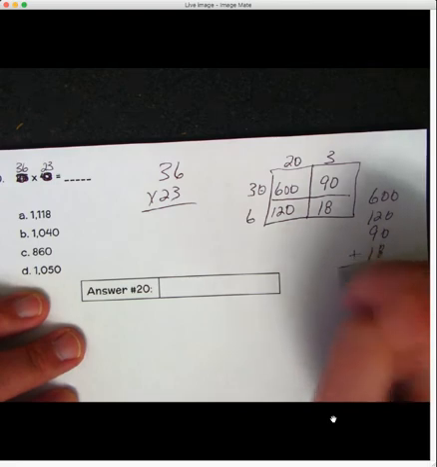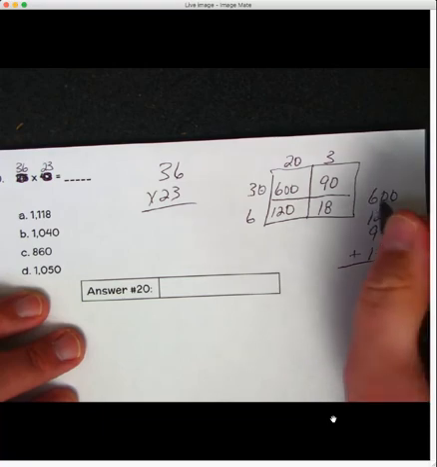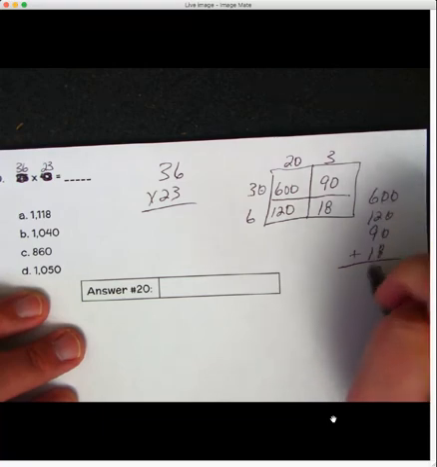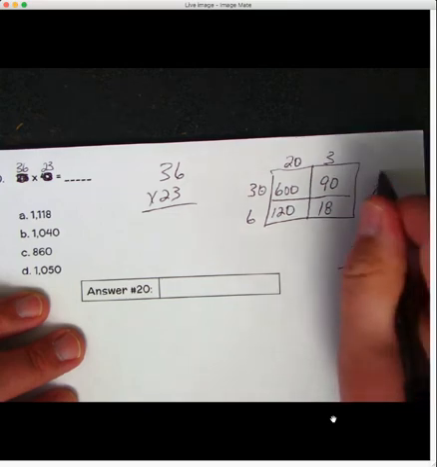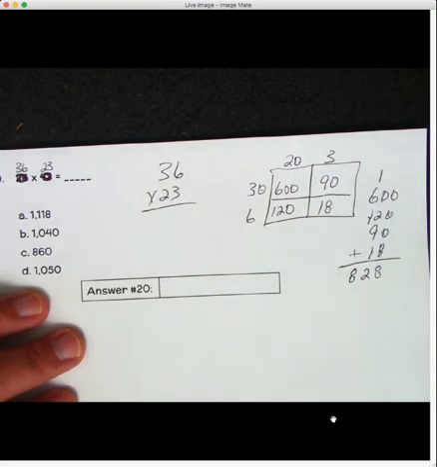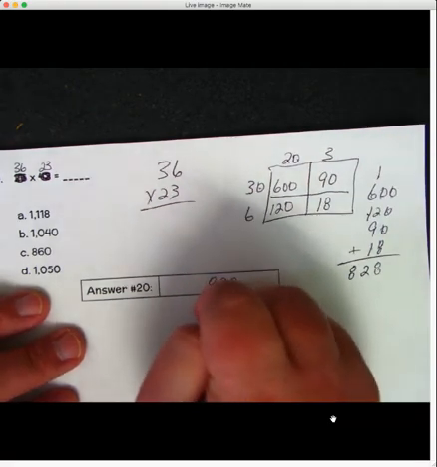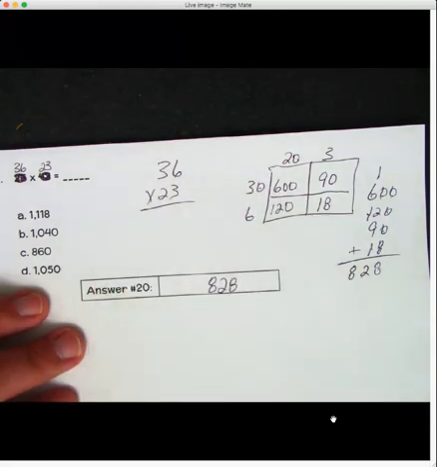0 plus 0 plus 0 plus 8 is 8. 0 plus 2 is 2. Plus 9 is 11. Plus 1 is 12. Put our 2 down. Carry our 1. 1 plus 6 is 7. Plus 1 is 8. 828. Let's just work it this way just for practice, just so we can say we did.